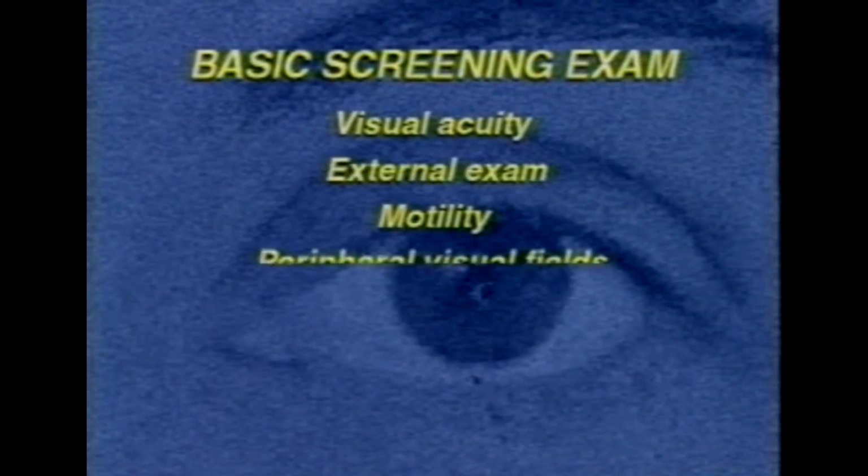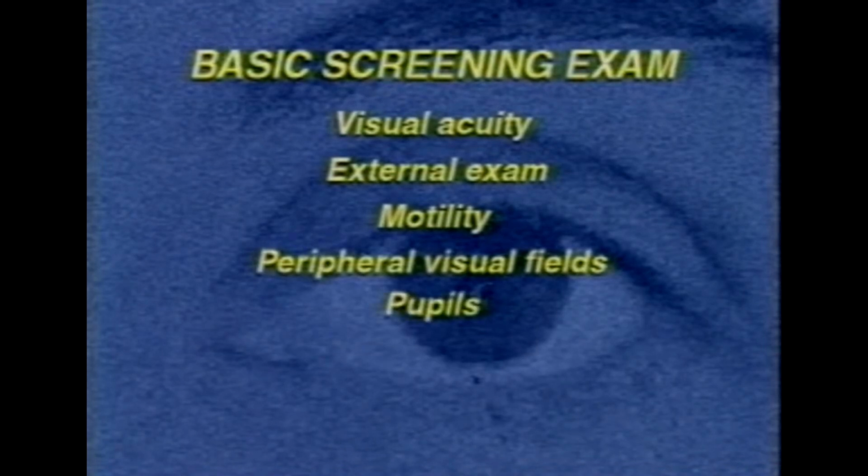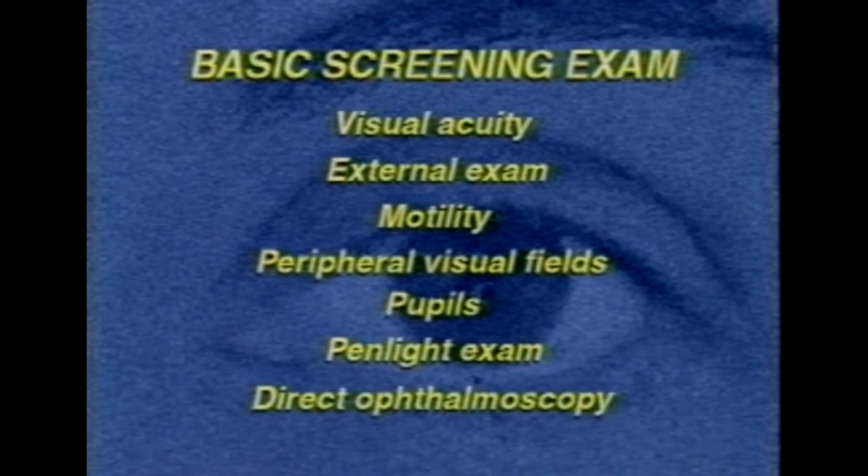The basic parts of the eye examination are visual acuity, external examination, motility, visual fields, pupils, penlight examination, and direct ophthalmoscopy. The first step is to determine the patient's level of visual acuity. This is done prior to any manipulation of the eye or shining any lights into the eye. This will give you an idea if there's any visual problems that might need further investigation.